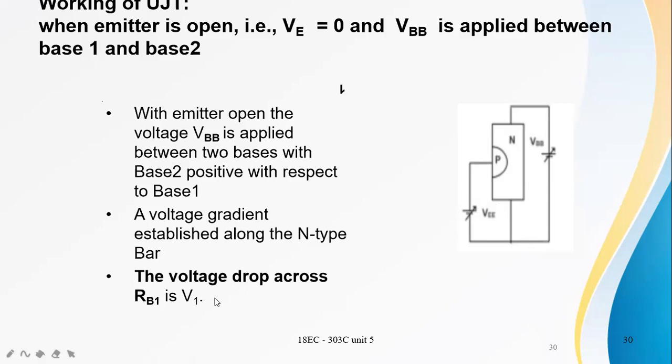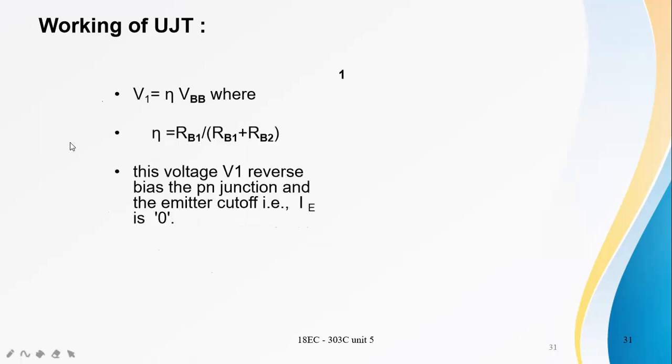V1 is equal to eta into VBB. What is VBB? VBB is the voltage applied between base 2 and base 1, with respect to base 1. Eta is the intrinsic standoff ratio, RB1 by the total resistance. This voltage V1 reverse biases the PN junction and the emitter cuts off, that is, the emitter current is 0.